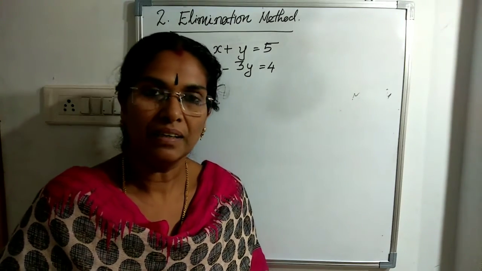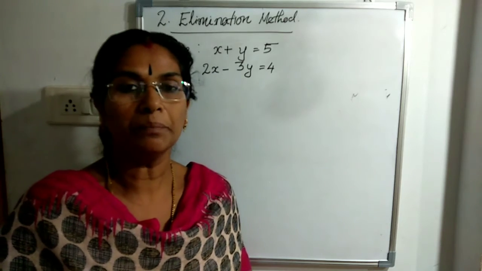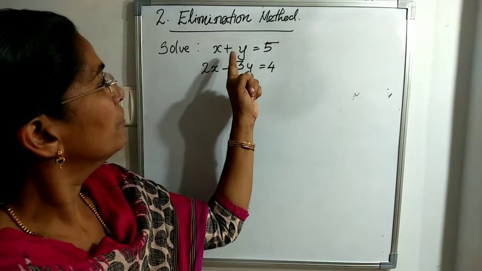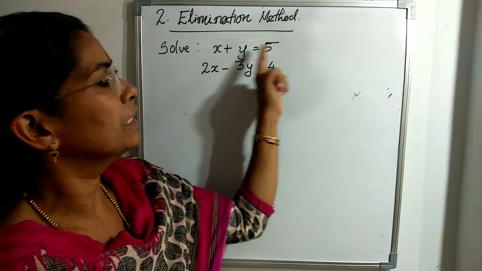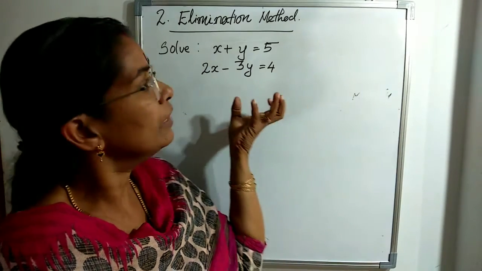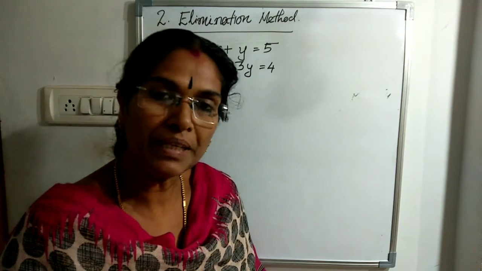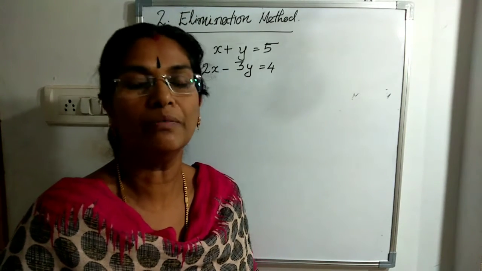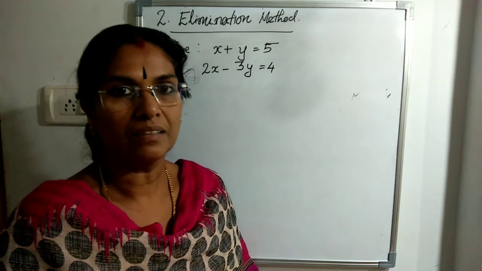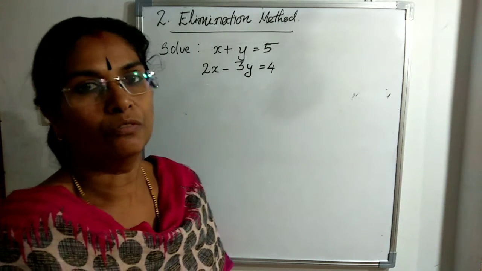In the last class we learned the substitution method, which means we take one variable in terms of another one. But today we have to study the elimination method. We have to eliminate one variable. We have to avoid one variable. For this, you have to follow these steps.